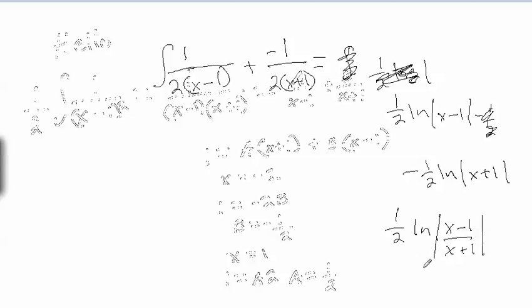And then when we distribute the 1/2 back in, it's the absolute value, which is now redundant, but we'll leave it anyways, of x minus 1 over x plus 1. And that is how you do partial fraction decomposition.